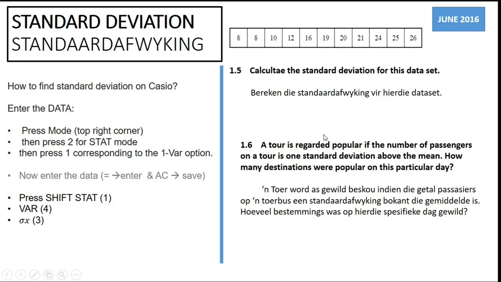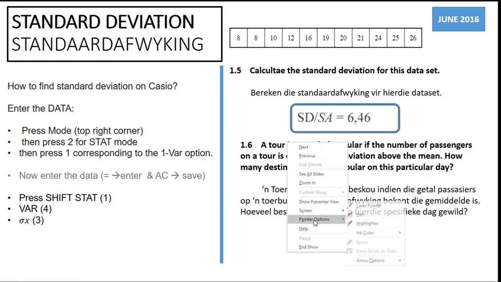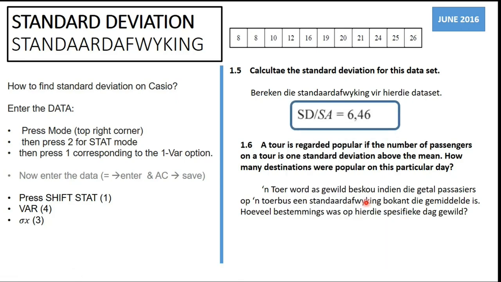Then, and this is a guaranteed question, I just want to change this pointer to the red laser pointer, so you can see clearly over here. So there we have the standard deviation, which you must now be able to get using those steps on the calculator. Now, we don't have time to teach you all those steps. Hopefully you did that in your class. You need to go and practice that on your own.